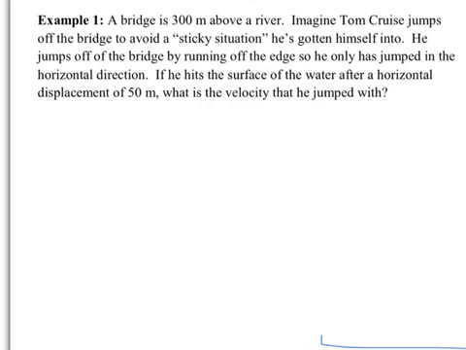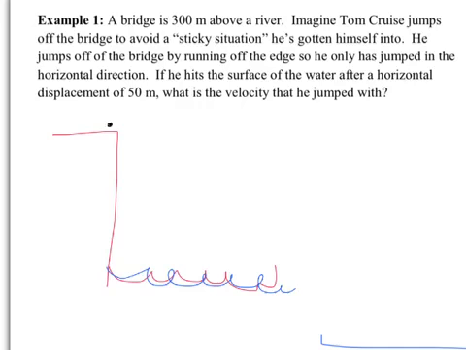So for a diagram for this, I might draw like a cliff to represent the bridge. Here's the bridge. Here's some water. I should make the water blue, I guess. It's not fiery water. Tom Cruise jumps off, but Tom Cruise is a projectile. So what should I draw? If you drew a stick figure, that's fine for now. But to make it easier on yourself, whenever you're looking at a projectile, just draw a dot. He's got some initial velocity.